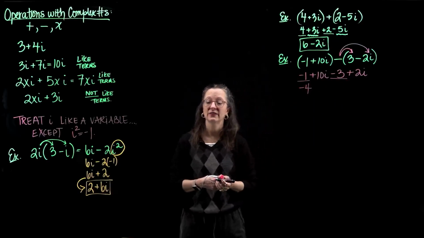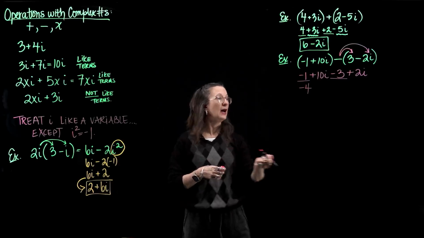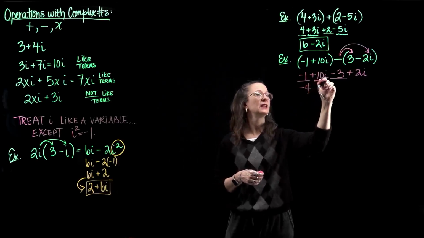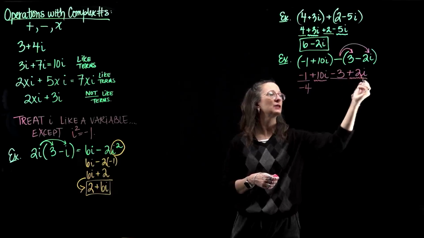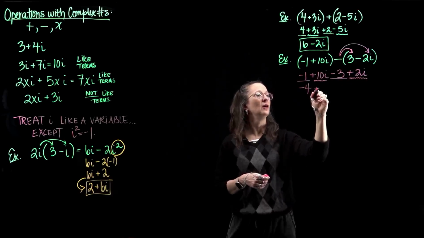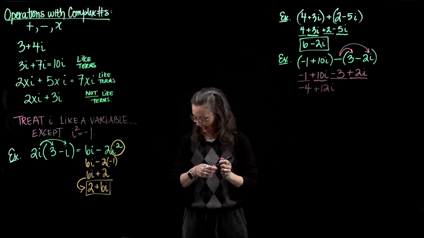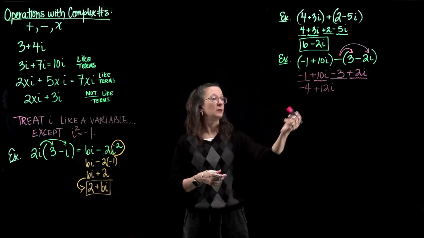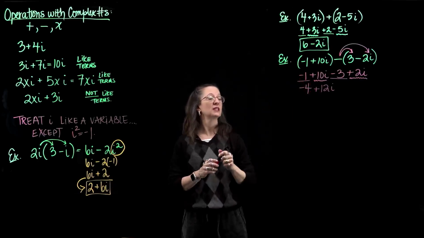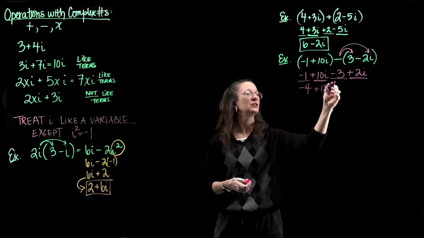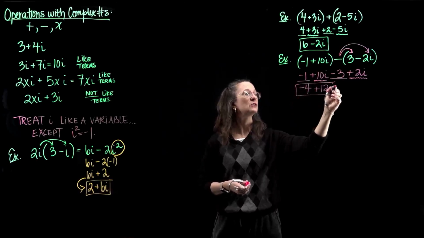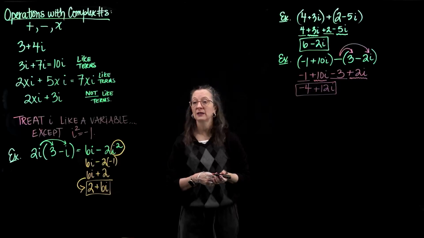Pulling those together, I have negative 4. And then positive 10i plus 2i gives me plus 12i. I have it in standard form because the number part is first and the complex part is after. So my final answer would be negative 4 plus 12i.